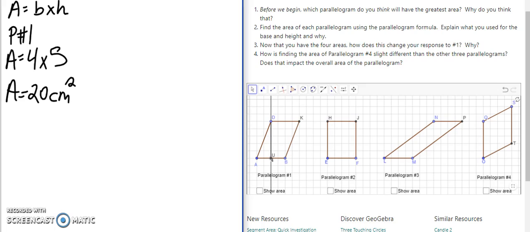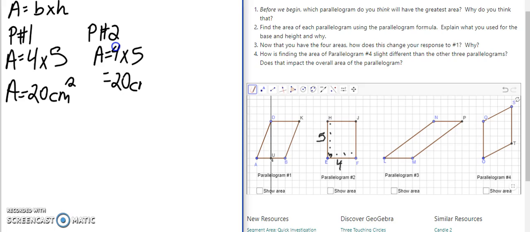So let's look then at parallelogram number 2. What's interesting about parallelogram number 2 is that it is actually a rectangle. So we're going to come here, and if I count, since this is my right angle right there, I can just count across 1, 2, 3, 4. And then 1, 2, 3, 4, 5. This is 5, so this is also a 4 by 5, which is 20 square centimeters.